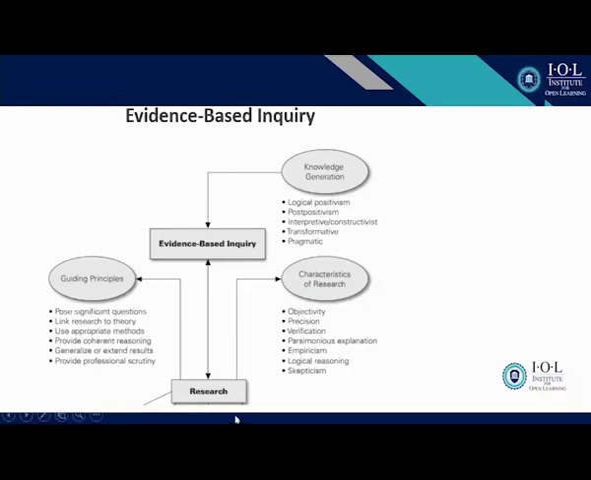Research also has guiding principles. There is guidance which helps you to do your research. For example, there are post-significant questions. There are some questions that you have to ask when you are doing research.